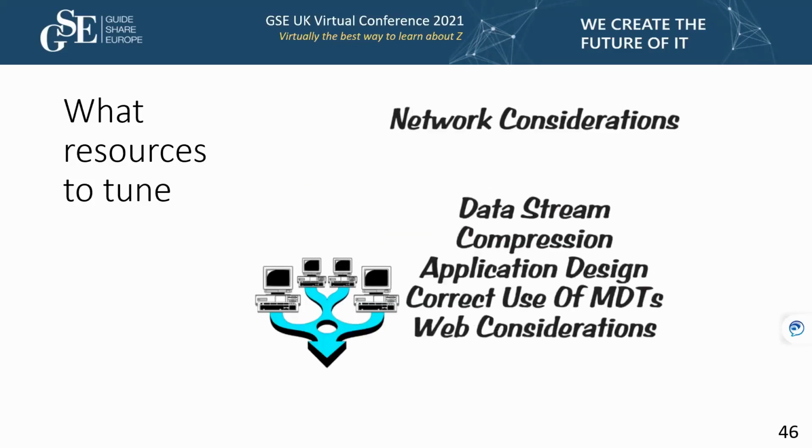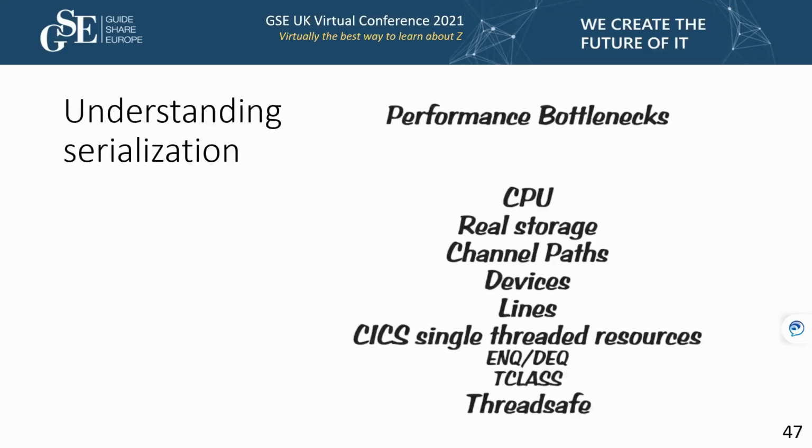There are also network considerations, things like data stream compression, sometimes application design. Nobody bothers with MDTs and 3270 anymore. Those are a thing of the past, but web considerations are certainly a big deal as well. Maybe you're sending more data than you really have to, right? And sending that data to the network will affect the end-to-end response time, right?